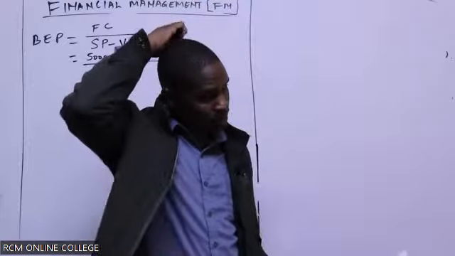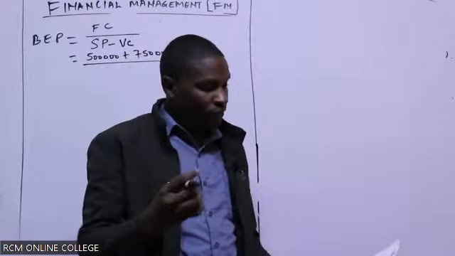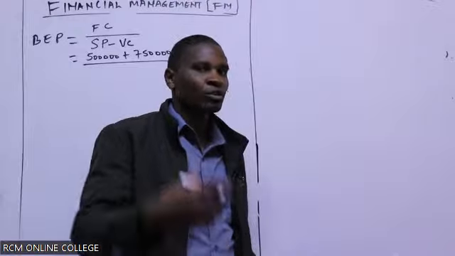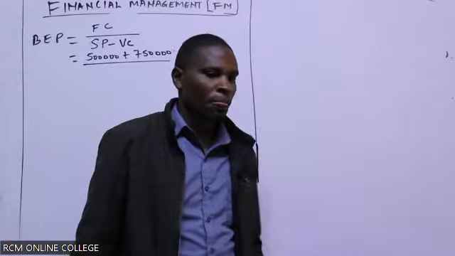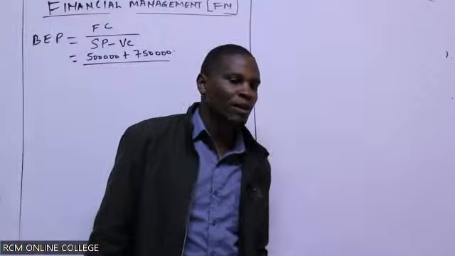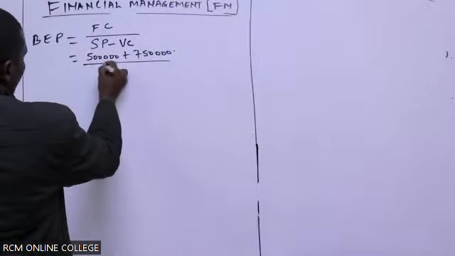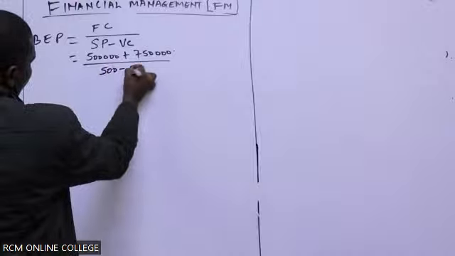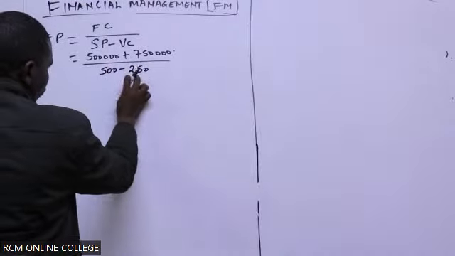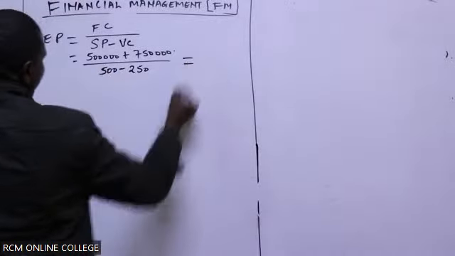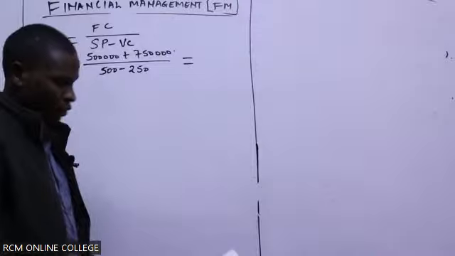So here it is just calculation. 50% of the selling price will be how much? It is half of 500. So that will be the variable cost. So variable cost will be 500 minus 250. And how did we get this 250? 50% of our sales. So whatever you get will be your break point.